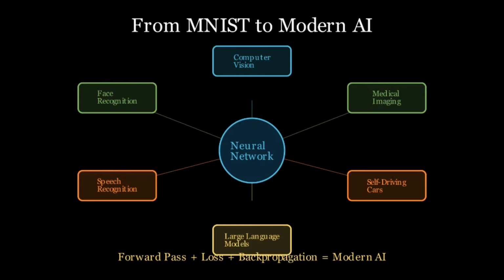Large language models such as ChatGPT are built using advanced neural network architectures called transformers. Although these systems are much larger and more complex, the fundamental concepts remain the same. Every model performs a forward pass. A loss function measures error. Backpropagation computes gradients. And an optimizer updates weights.